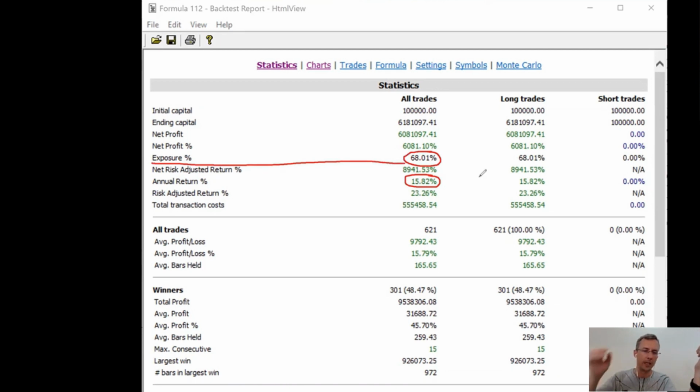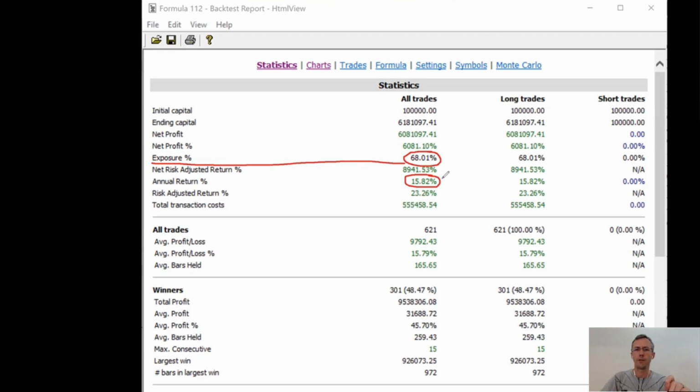So let's say you've got $100,000 in your account, and on average over the life of the back test, it was only 50% invested. So half the time you were fully in the market, half the time you were in cash. Your exposure would be 50%. If you were 100% invested all of the time, your exposure would be 100%. So why is that interesting?